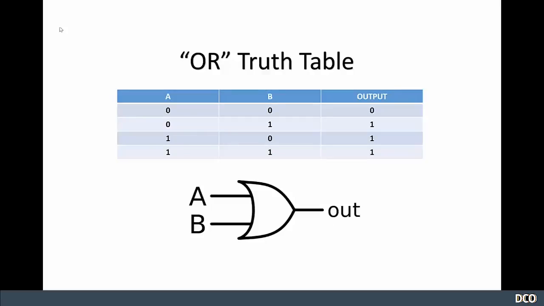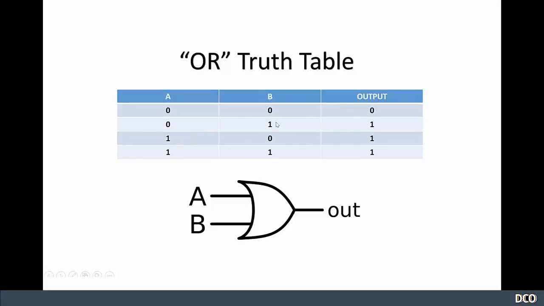So the final logical operator that we have is the OR operator. What the OR operator does is it gives us true if input A or input B are true. As we can see from the truth table, it gives us true if either one of A or B, or both of them, are true.